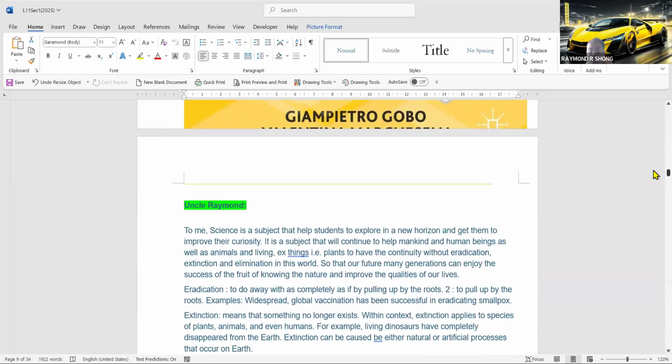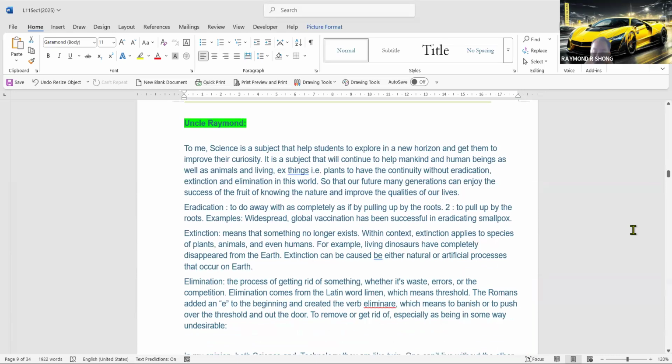To me, science is a subject that helps students explore new horizons and improve their curiosity. It is a subject that will continue to help mankind and human beings, as well as animals, living things and non-living things, plants, to have communities without eradications, extinctions, and eliminations in this world, so that our future generations can enjoy the fruits of knowing nature and improve the quality of our life.